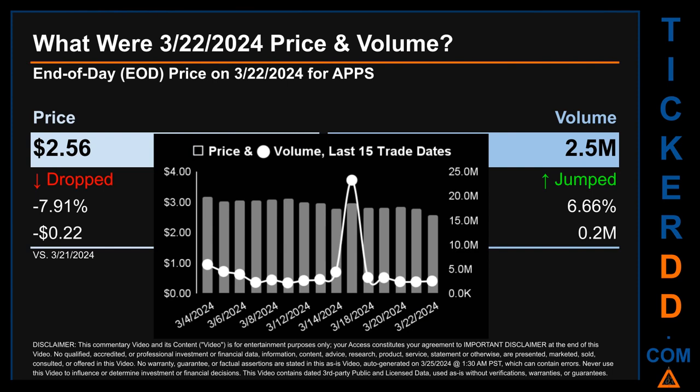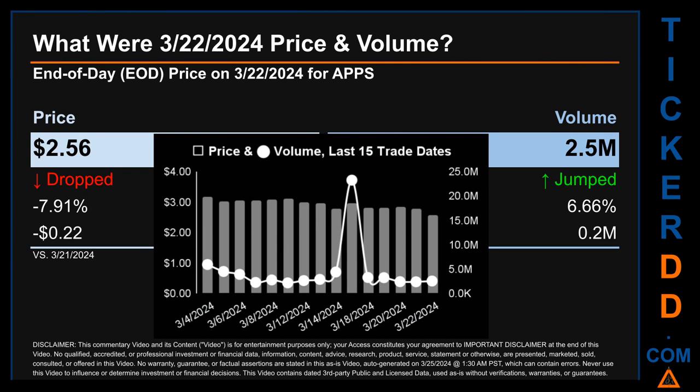What was the end-of-day price and volume for APPS? On Friday, March 22, 2024, APPS had an end-of-day price of $2.56 and volume of about 2.5 million. Compared to the previous trading day, the price dropped 7.91%, losing 22 cents, while volume jumped 6.66%, increasing about 0.2 million. The graph shows price and volume for the last 15 trade dates.